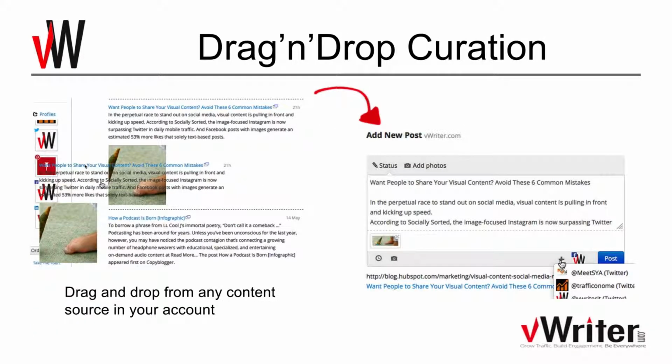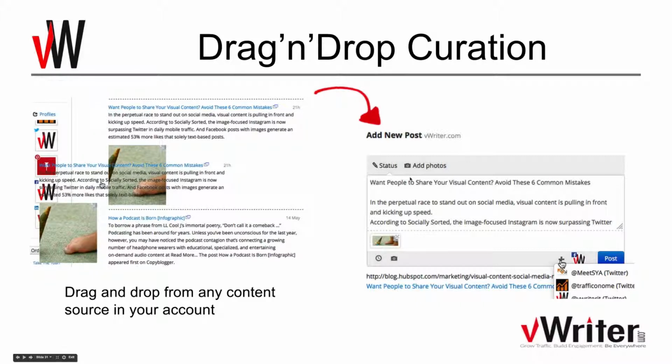So in terms of drag and drop curation, what you can do is simply look down one of your sources, so click through to a source and see all the content listed down there. And then, as it shows here, you can literally just press down with the mouse and drag it across to one of your profiles, drop it on the profile that you want to post to. So in this case, I just dragged it across and dropped it onto the vWriter Facebook profile there and let go. And what it does then is automatically set up a new post for you.